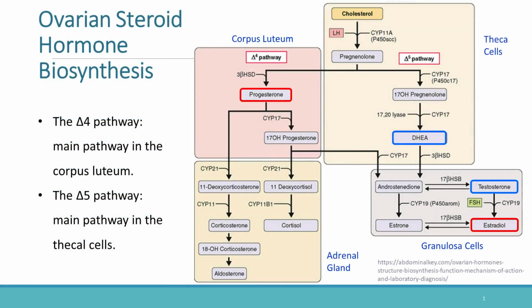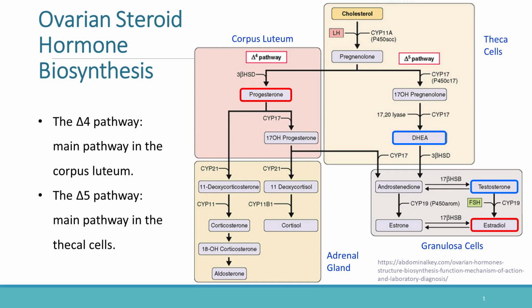An integrated endocrine cooperation is fundamental to female reproductive physiology, as shown here in terms of steroid biosynthesis. Theca cells mainly use the delta-5 pathway, whereas the corpus luteum primarily uses the delta-4 pathway. Cholesterol undergoes multiple enzymatic transformations leading to progesterone, androgens, and estrogens. Notice the central role of aromatase in converting androgens into estrogens. This enzyme is clinically extremely important because aromatase inhibitors are major drugs used in hormone-dependent breast cancer.